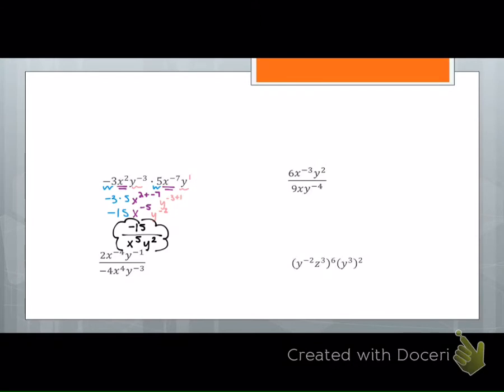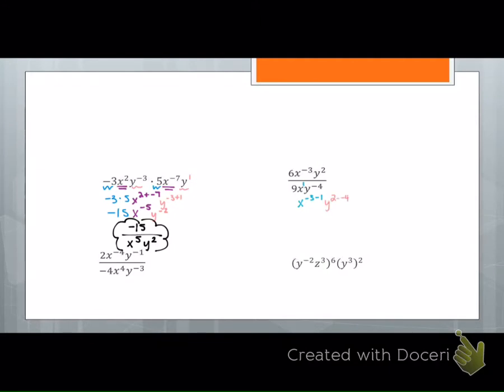All right. Josh, help me with the one right next to it. 6x to the negative third, y squared over 9xy to the negative fourth. What do you do first? You got this. Yeah, so what's the exponent on the x in the denominator? So it's x, negative 3 minus 1, good. And then what's the next one there? 2 minus a negative 4.